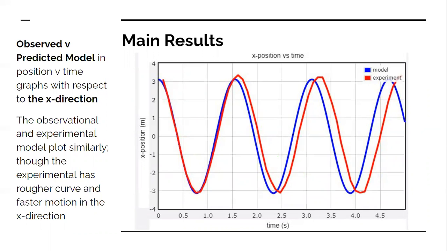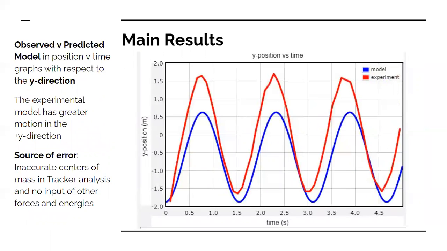Now in the x direction, we see that they plot very similarly, although the experimental model has a much rougher curve and shows a faster motion in the x direction. However, in the y direction, we see that the experimental has far greater motion in the positive y direction. And we can pinpoint this source of error to possible inaccurate centers of mass in our tracker analysis, and also that we did not input all of the forces and energies that are acting on the system in total.